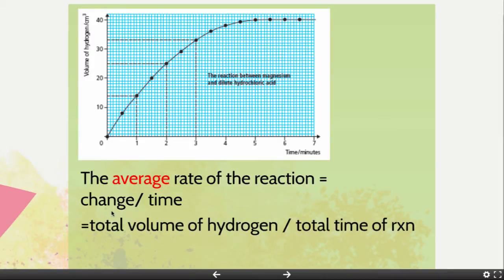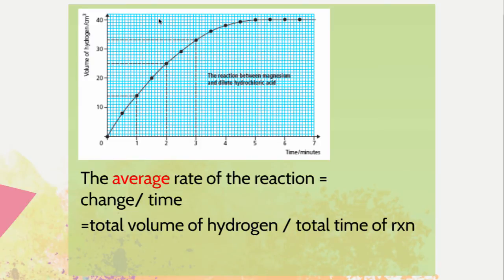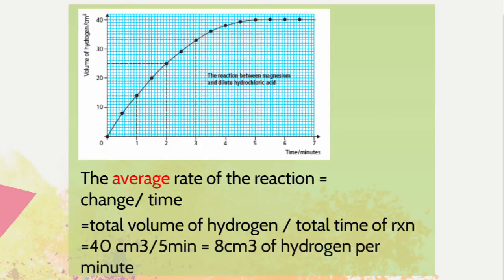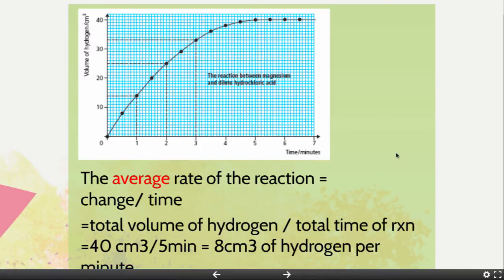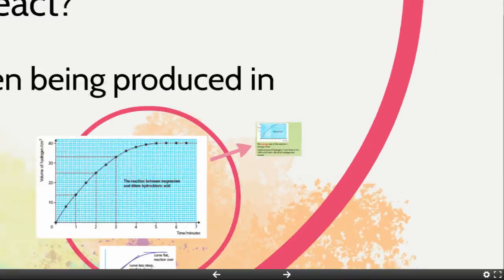So you want to have the total volume of hydrogen, which is 40 cubic centimeters, over the total time of this reaction, which is 5 minutes. We're not going to use 7 minutes because the reaction basically stops after 5 minutes. So we have 40 over 5, that gives you 8 cubic centimeters of hydrogen per minute. Remember, the rate is change over time.